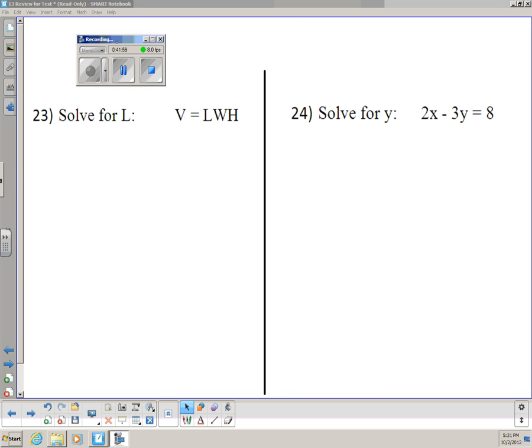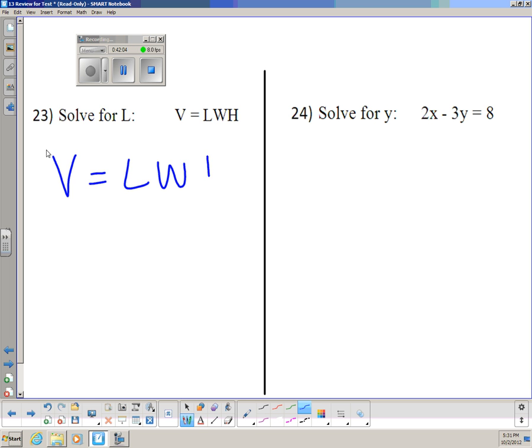Number 23 says solve for L. V equals LWH. My hint for you with all the equations with letters was to box in the letter. And if you're not quite sure what to do, plug in numbers for W and H. So for example, and I'm going to erase this eventually, but okay, let's say V, because we want to solve for L, so I'm going to leave the L alone. But let's say the V was a 30.